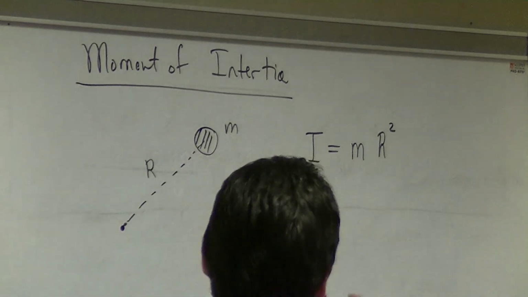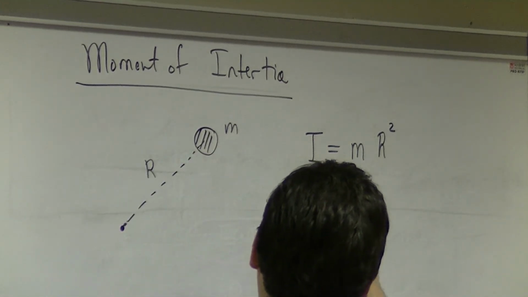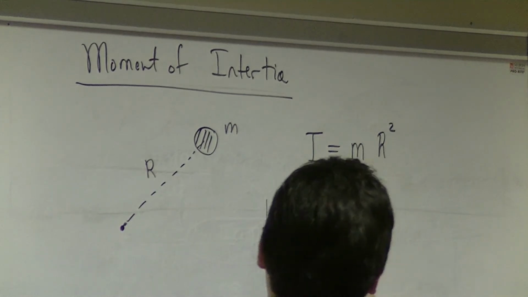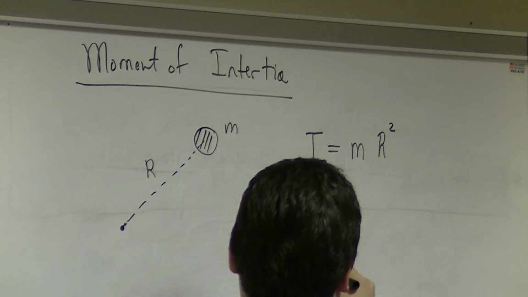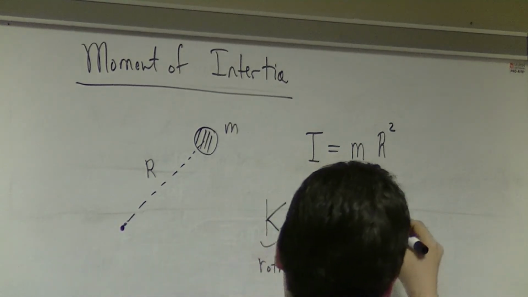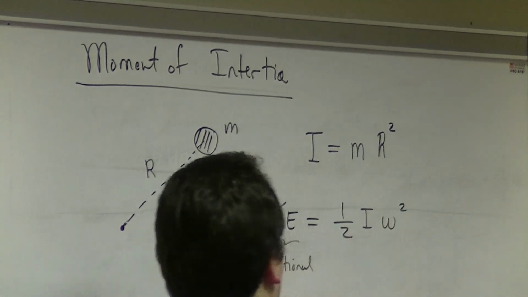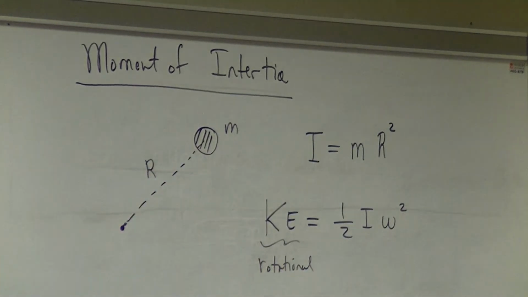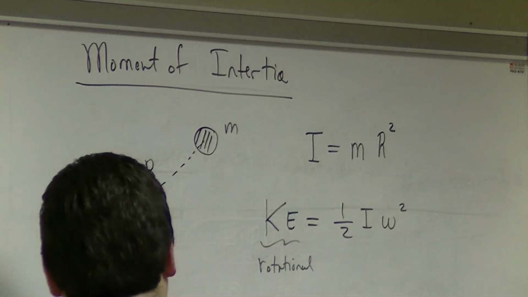It turns out that the kinetic energy, the rotational kinetic energy, ends up being 1/2 I omega squared. So the moment of inertia plays the role that mass did before for rotational motion. We will soon learn how to work problems. I'm just giving you a brief view ahead.